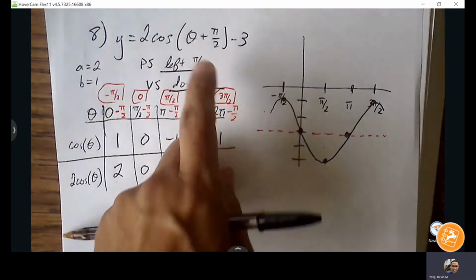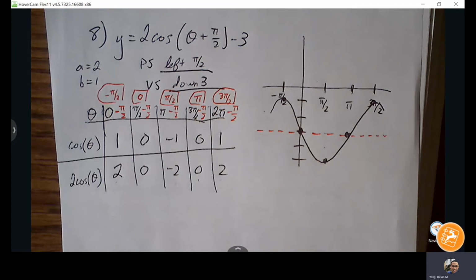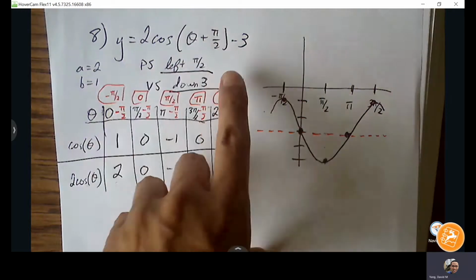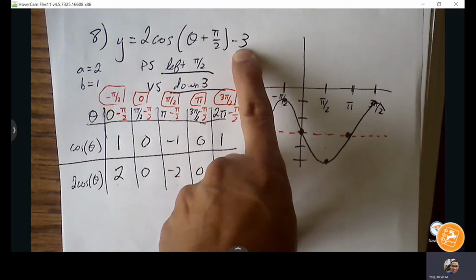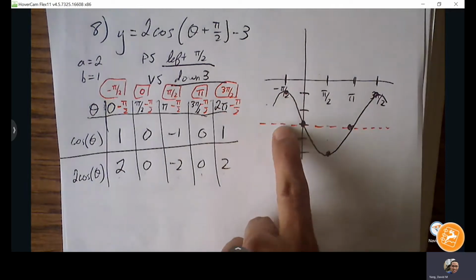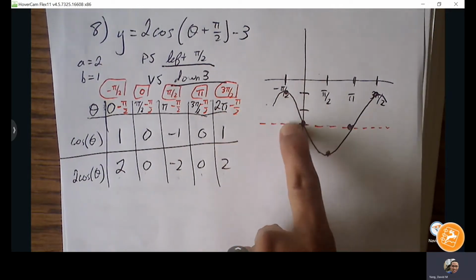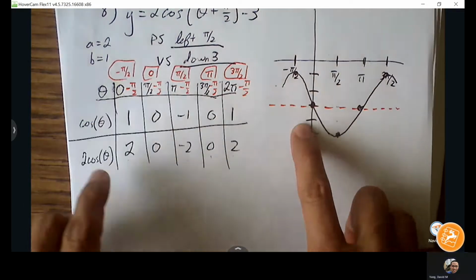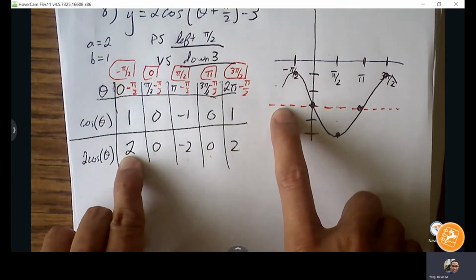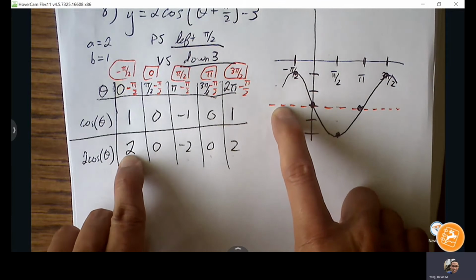Okay, so you see that -3? Yeah. That -3 means that we're shifting everything down 3 units. So the easiest way to think about this is that's going to be my new 0. So I'm going to create my dotted line, and I'm going to imagine this as my x-axis. So when I see a y value of 2, I'm going to think that I'm going to move up 2 units from my dotted line.